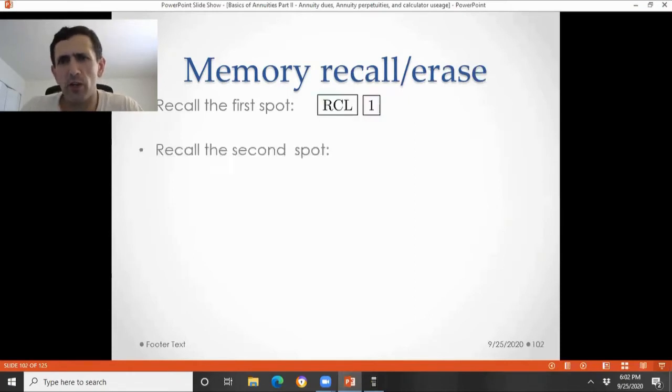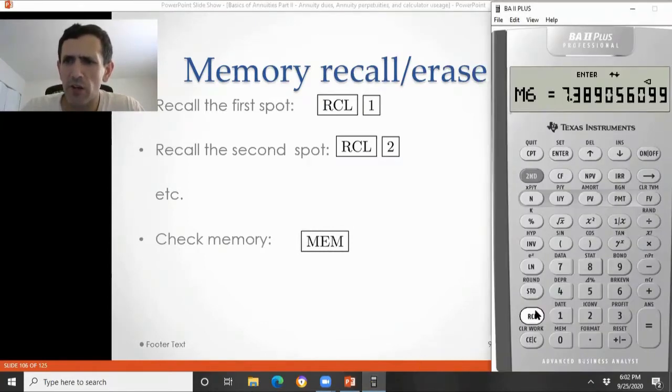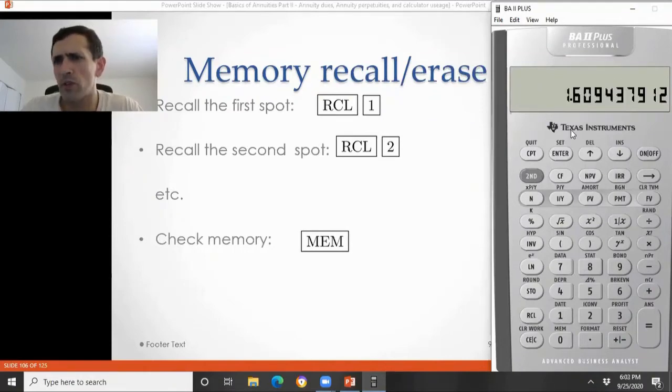So yeah, you just hit recall 1, recall 2, as I mentioned. Sorry, I didn't mention that. So you can go recall, it's kind of annoying, it doesn't change, it's M6, so let's get quit. So yeah, you can hit recall 1 to see what's in the 1 spot, recall 2 to see what's in the 2 spot, or you didn't put anything into the 5 spot or the 0 spot.